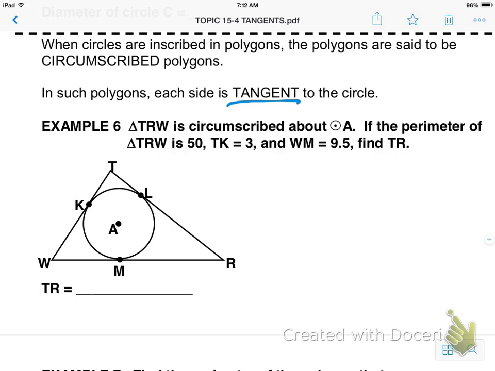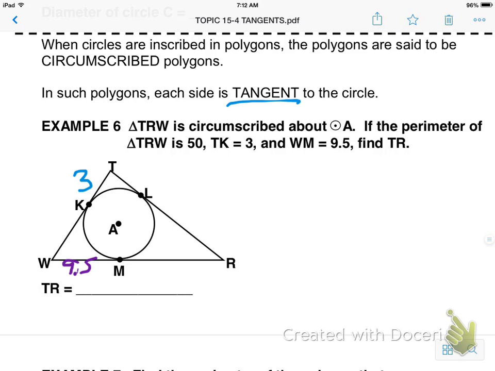I don't have any radii to mark in red, so triangle TRW is circumscribed about circle A, so there are points of tangency. If the perimeter of triangle TRW is 50, and the measure of TK is 3, and WM is 9.5, and I'm going to change this in color so you can see something in just a minute, then find the length of TR.